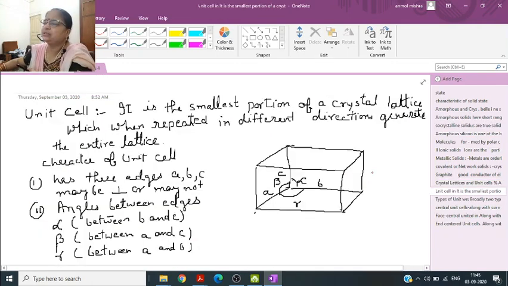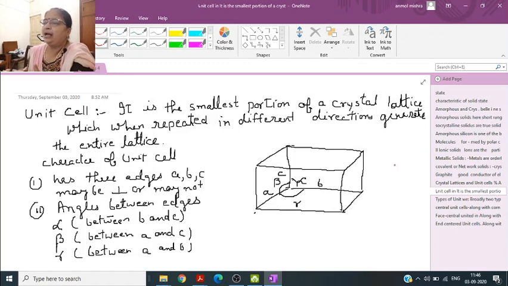Now the unit cell is the smallest portion of the crystal lattice, which when repeated in different directions generates the entire lattice. Now, characteristics of unit cells: when you take the example of a room, you will see that the corners are assumed as edges. So you can see that a total of 4 corners are there. So 4 edges are present at the top, 4 at the bottom. So total I think 12 edges are there.